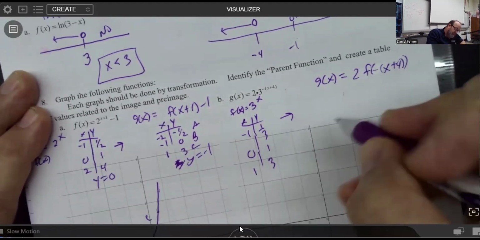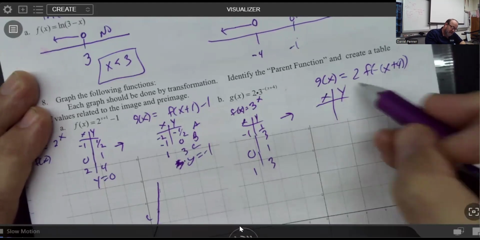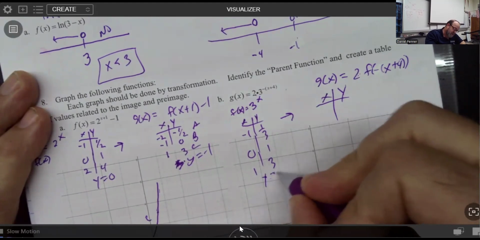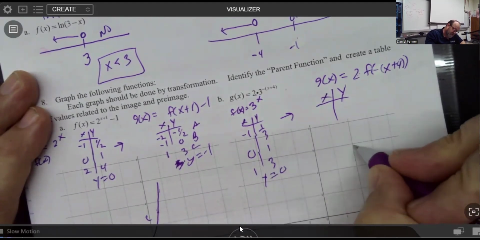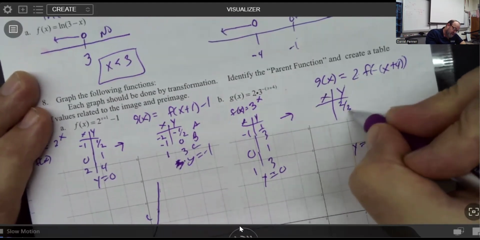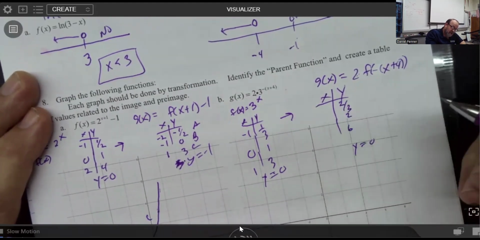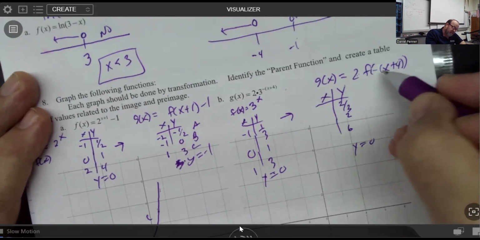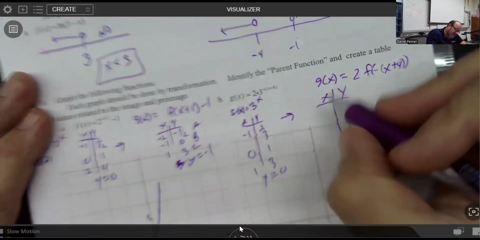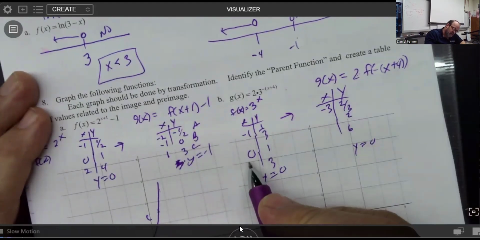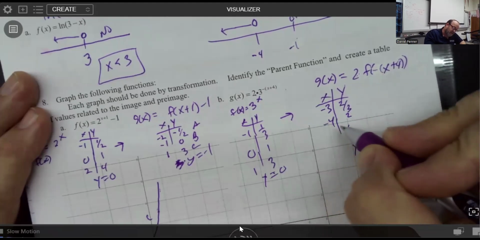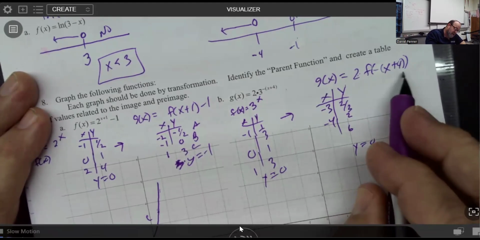And so keep in mind, as we do that, any number on the outside is going to affect strictly the y values. So my original y equals 0 is still so. I would say all of my y values are being doubled. So I got 2/3, 2, and 6. And my x values are going to get flipped and to the left 4. So flipped is 1, to the left 4 is -3. Flipped is still 0. 0 flipped is 0, and to the left 4 is -4. And 1 flipped is -1, so -5.